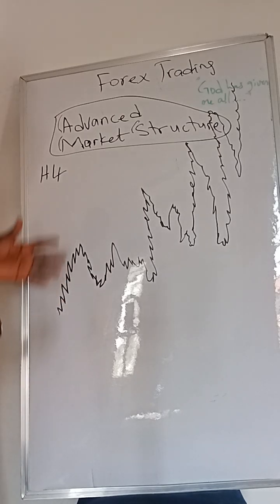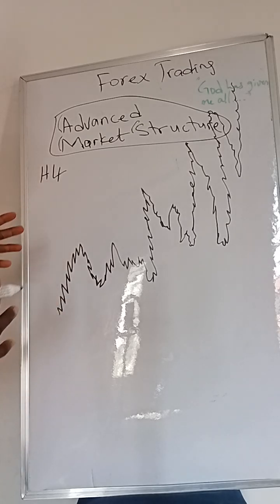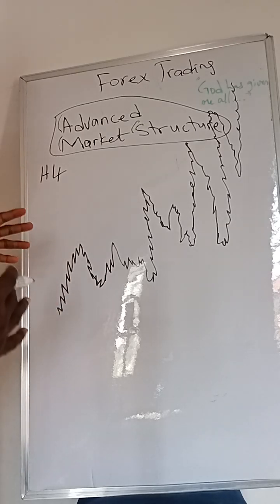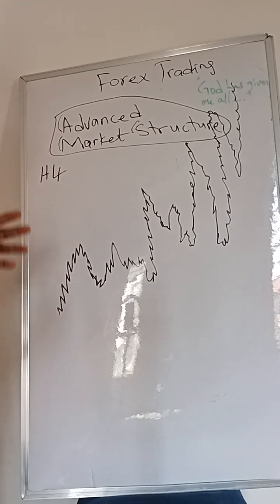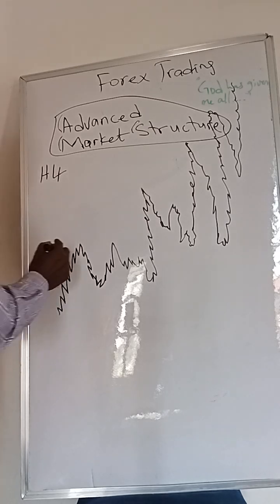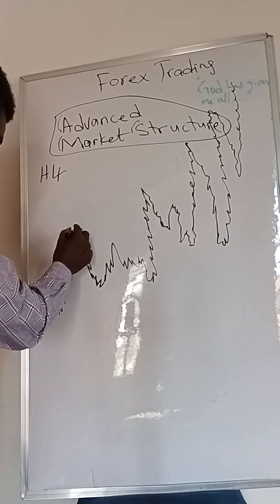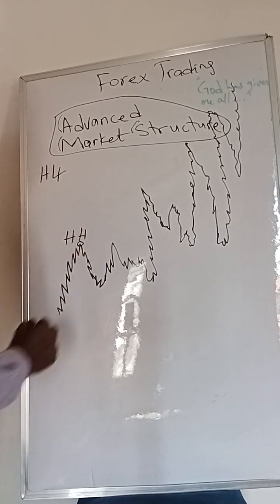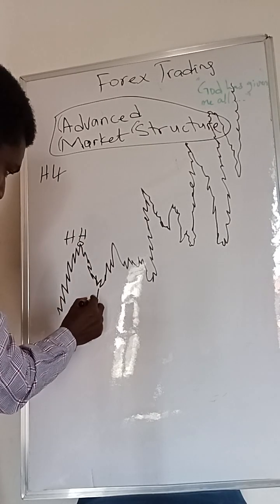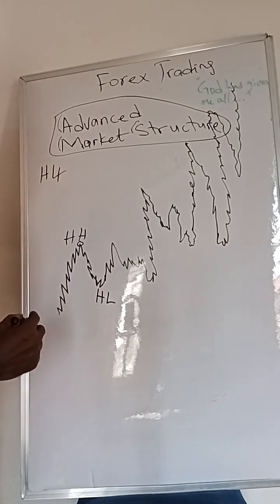But the truth of the market is that this chart, for example, is still a buy market. And let me explain why this market is a buy market. This is a higher high. This is a higher high. This is a higher low. This is a higher low.